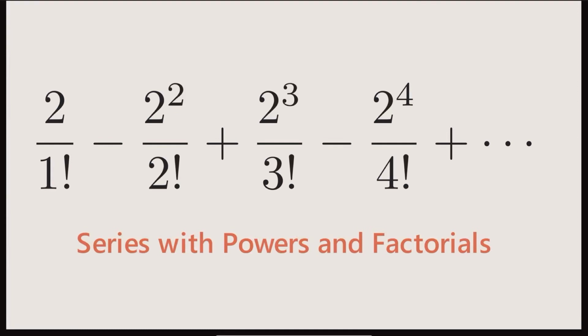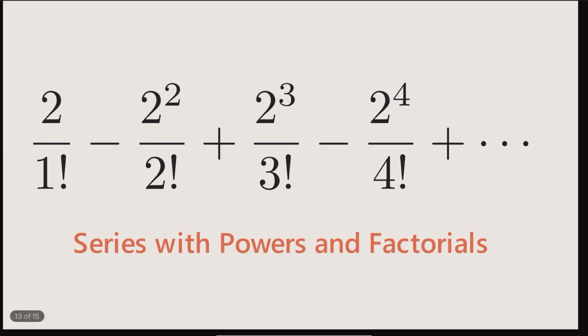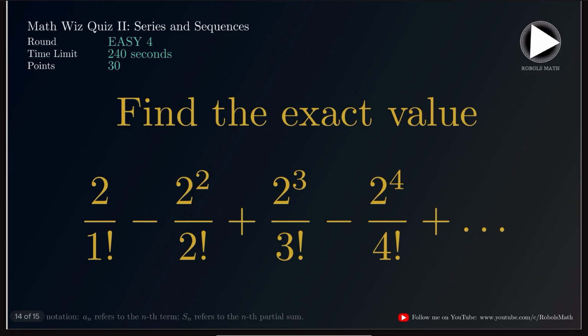Hello, I'm back with another video about a solution for one of the questions in a previous quiz about series and sequences. For this one, we are asked to find the exact value of 2 over 1 factorial minus 2 squared over 2 factorial plus 2 cubed over 3 factorial and so on.